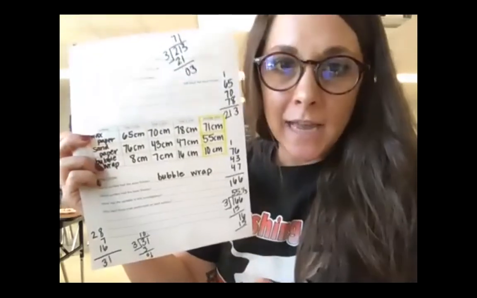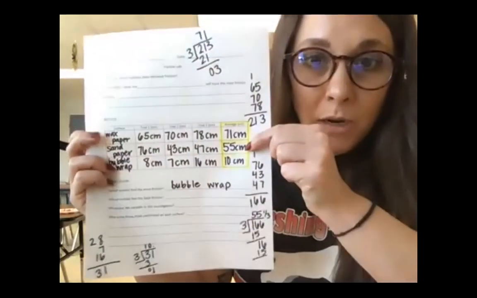The next question says, which surface had the least friction? I know it says least, but we're not looking for the smallest number here. We're looking for the biggest number because the surface with the least friction did the worst job at stopping the car. It let the car go further because it was not pushing against it as much as the other surfaces. That would be our largest number, which is our wax paper. Our wax paper had the least friction.